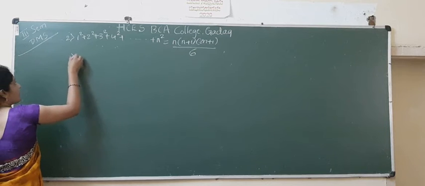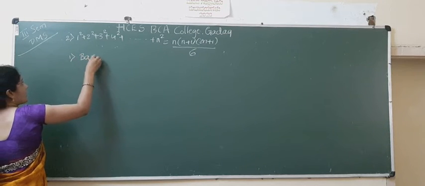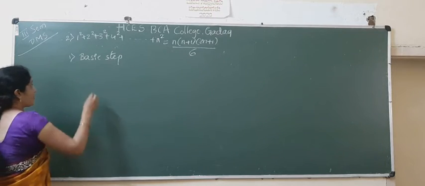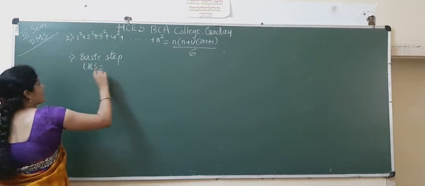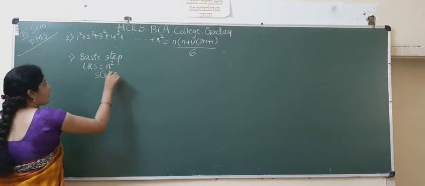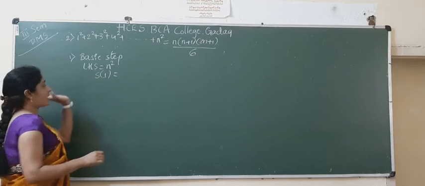As usual, the first step, that is basic step. So in the basic step, let us take LHS. LHS is n square. Now what is S of 1? We have to put 1 wherever there is n.